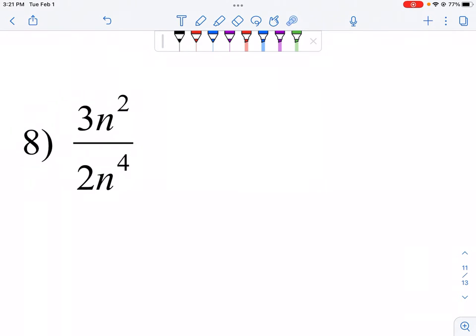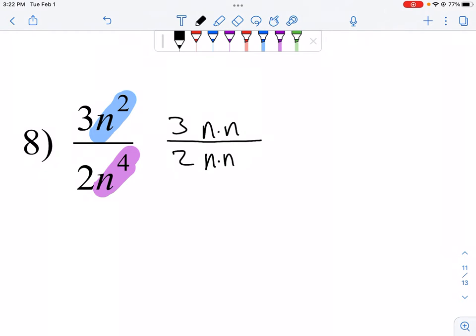On number 8, we are dividing. So when we're dividing our base coefficients of 3 and 2, we're going to look to see if they reduce. 3 over 2 does not reduce, so those stay the same. And n to the second, we're going to think about that. That is n times n. N to the fourth is going to be n times n times n times n. And these, for every one I have on top, cancels out one on the bottom. And I'm left with 3 over 2n to the second, because there were 2 left over. The shortcut would be to subtract 4 minus 2, and that leaves us with 2.